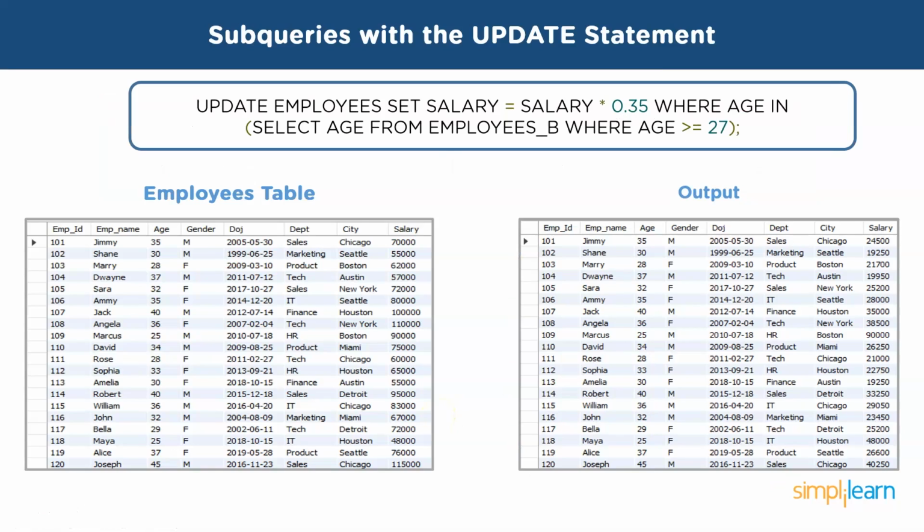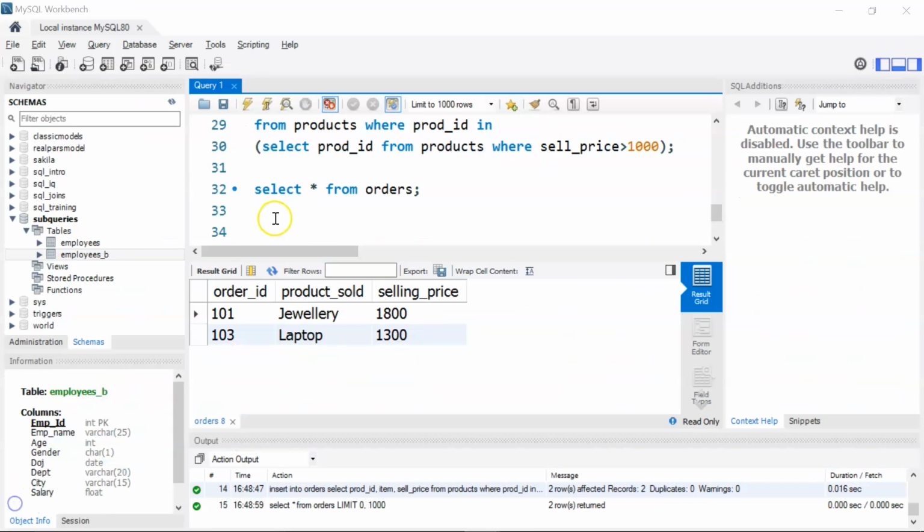So we are going to see an example where we will use this employees table, and using this employees table we will update the records of the salaries of the employees by multiplying it with a factor of 0.35 only for those employees which have age greater than 27. So we are going to use a new table called employees_b for this as well. So let's see how to do it. So I'll give my comment as update subquery.